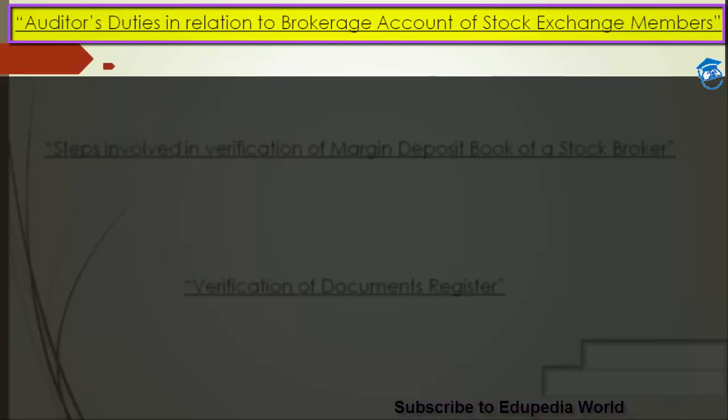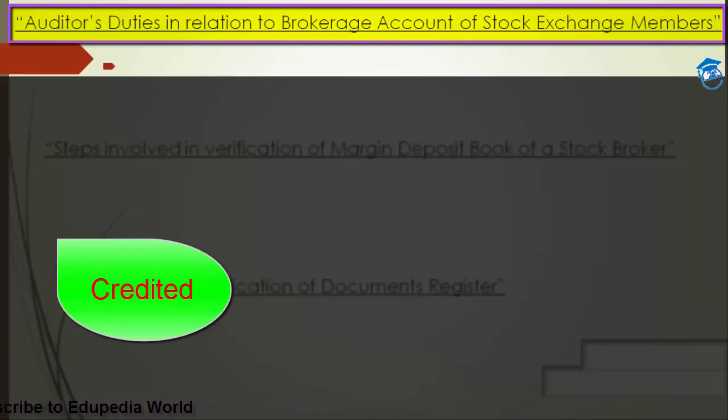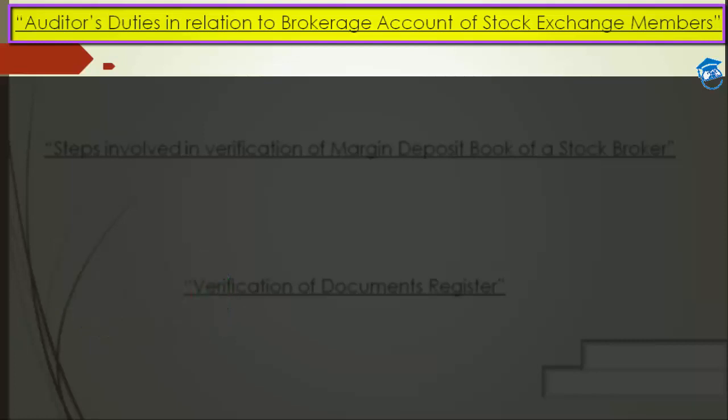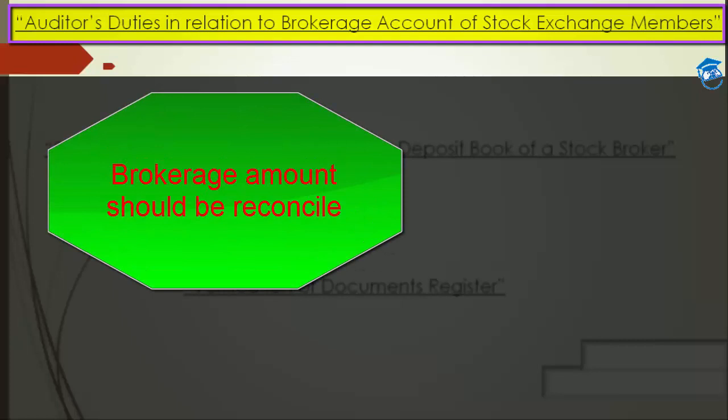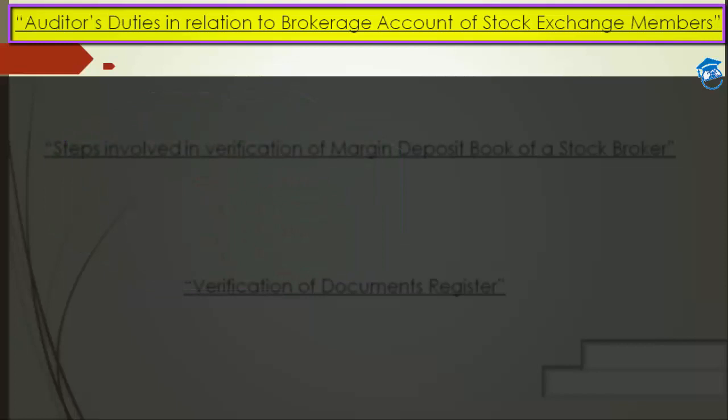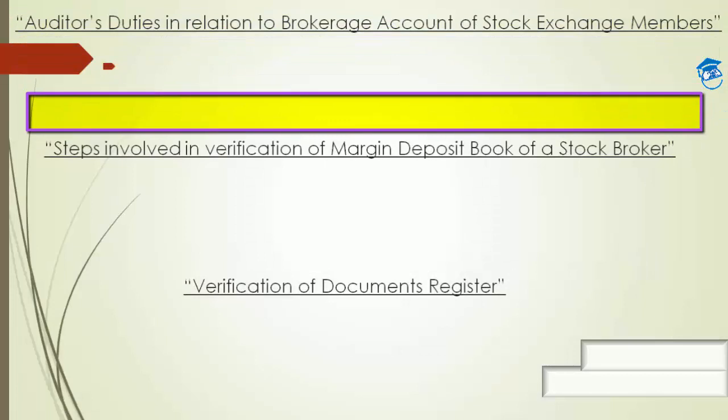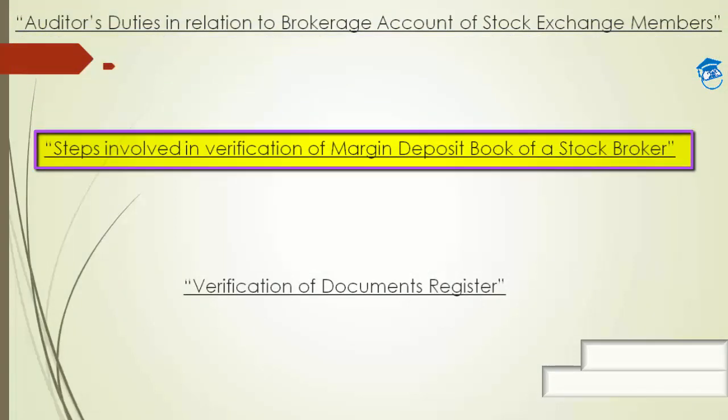Number two, we need to ensure that the brokerage is credited for each settlement, and where it is not done, then we are going to require or inquire into the reasons therefore. Third, we need to verify that the brokerage amount is periodically reconciled with the amount on which service tax has been paid as disclosed in any of the service tax returns. And finally, we need to examine whether AS 9, that is revenue recognition, has been applied properly in recognizing the brokerage income or not. So this is all about the auditor's duties with respect to brokerage account of the stock exchange members.